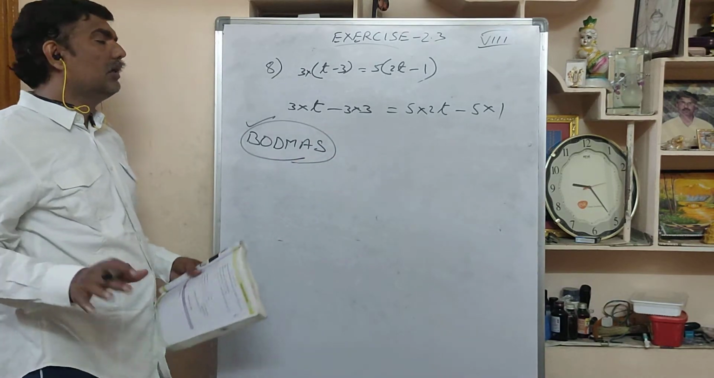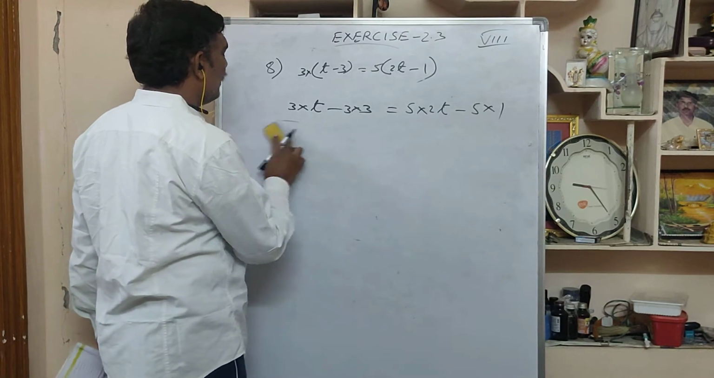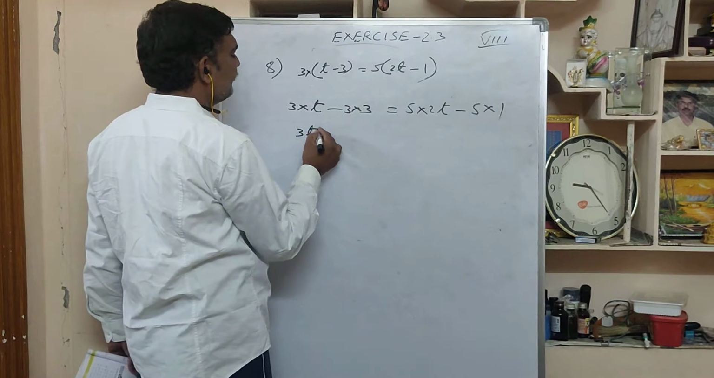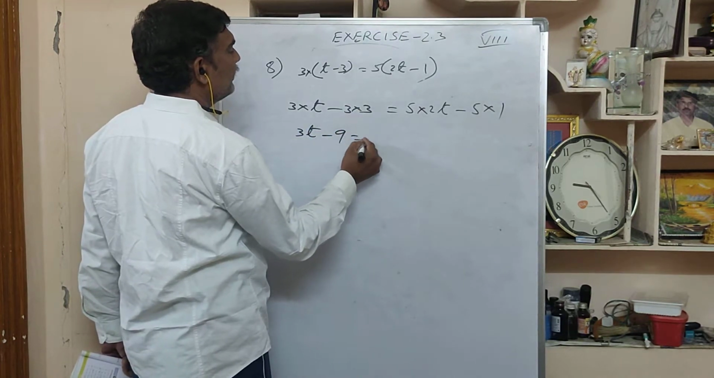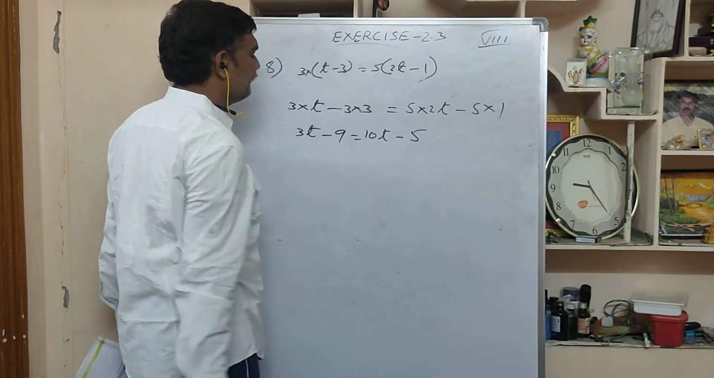We should not do other than the order, we should not do the problem. Okay. Now 3 into t is 3t, 3 3s are 9, 5 into 2t, 10t, minus 5.